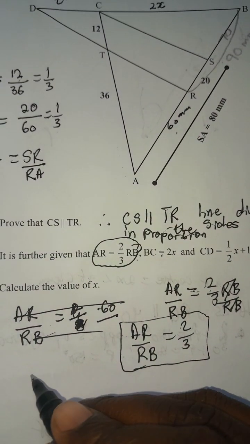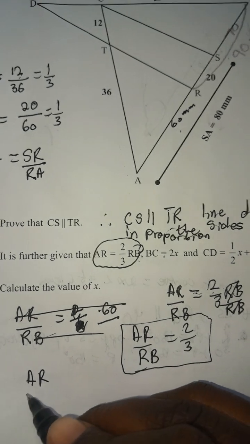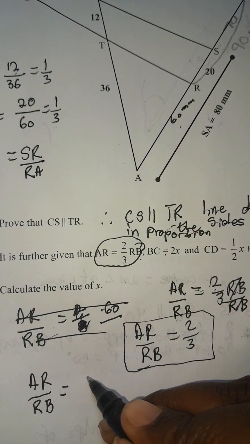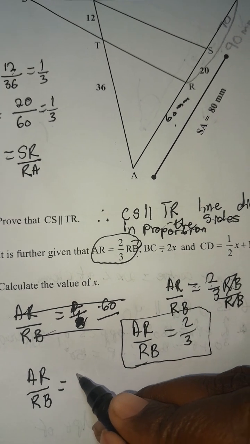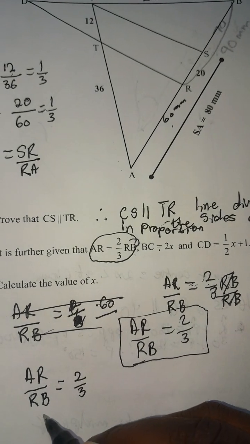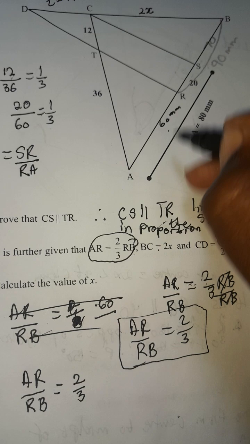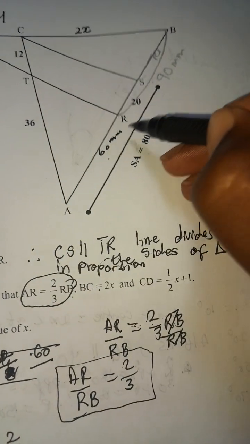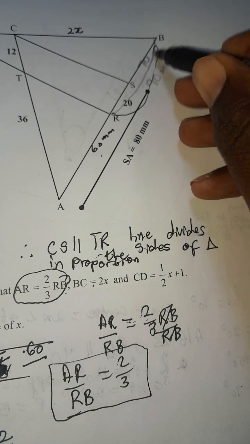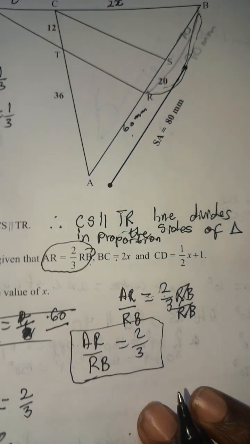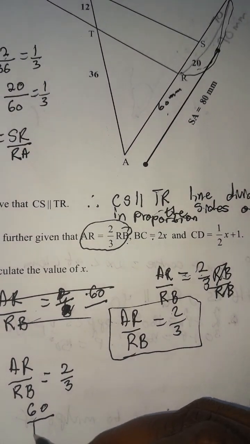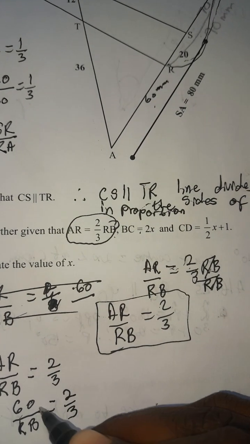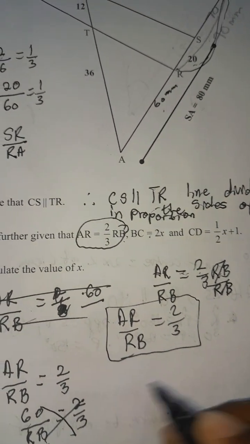Therefore, from this AR over RB, we know that it's equal to 2/3. Then what is AR? AR, we said, is 60. But we don't know RB. So we need to find RB. So RB, then 2/3. What we could do is to cross multiply.